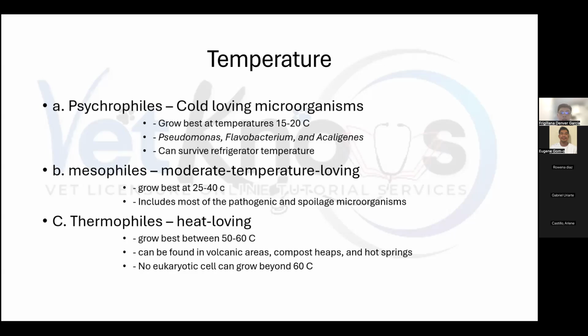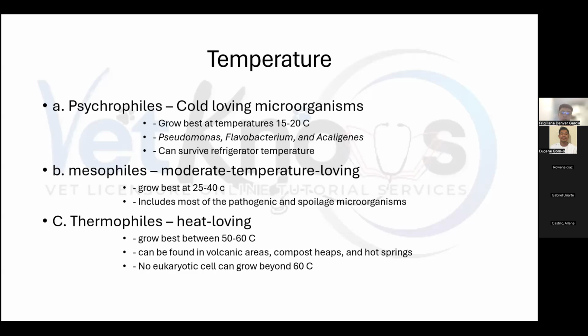Psychrophiles: Pseudomonas, Flavobacterium, Alcaligenes. Proteus species are also important here, so include them as well. And then we have mesophiles, moderate temperature loving microorganisms. This includes the majority of our pathogens, and when we have a fever, that's where they start to die because their growth rate also decreases.